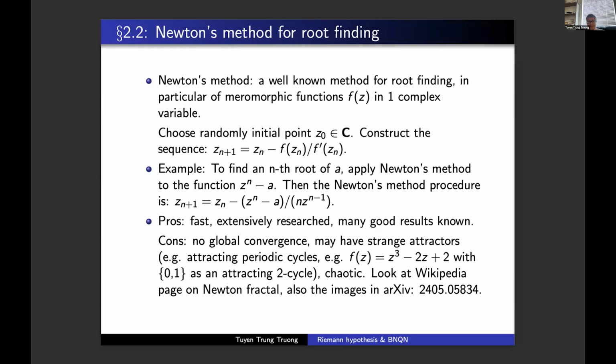However, it has no global convergence. For example, McMullen showed that if we look at polynomials of degree 4 or more, the method doesn't have a guarantee to converge. Besides that, it may have strange attractors, so it can have attracting periodic cycles which are not roots or critical points. It's also chaotic, so I will show you what that means.